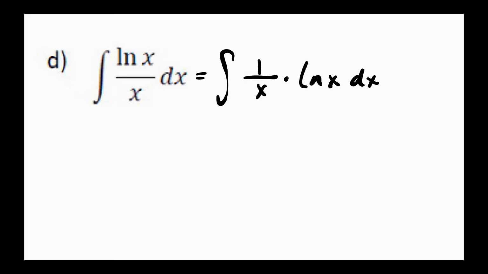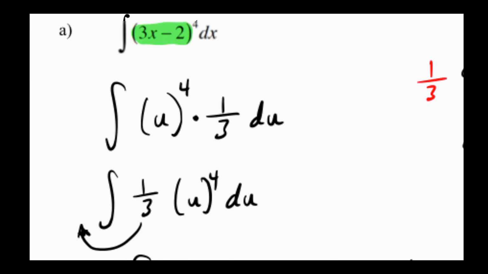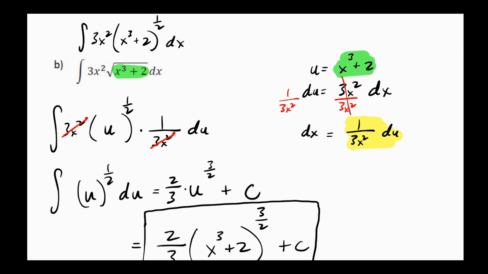So step 1 is identifying u, right? We're kind of stuck on that. What is step 2? Find the derivative of u, right? So let's go back to some of these guys from yesterday. Yes, here. When we found u, we said it was x to the third plus 2, and then we found the derivative, which is 3x squared.